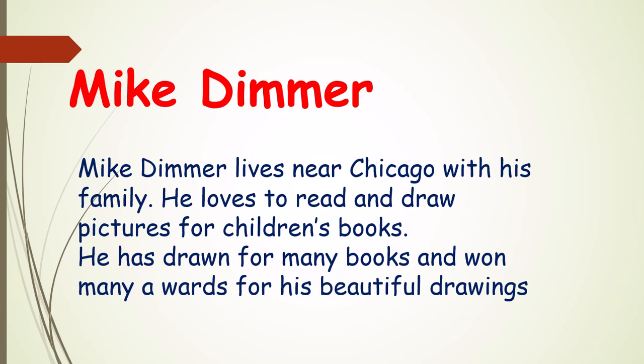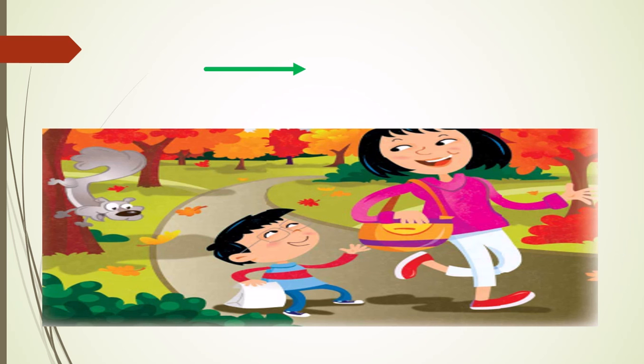So what about the one who drew the pictures in our story? His name is Mike Dummer. Mike Dummer lives near Chicago with his family. He loves to read and draw pictures for children's books. He has drawn for many books and won many awards for his beautiful drawings. Is it clear? Let's go.